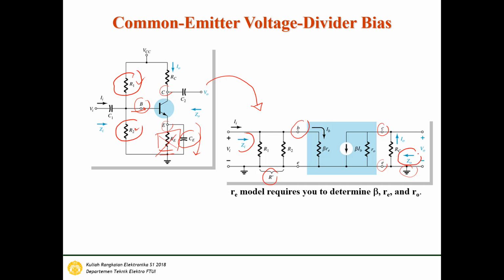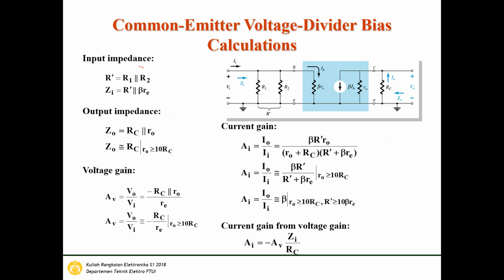For Zi, we know that Zi is the parallel of R1 and R2, so R prime, R1 parallel to R2. So the input impedance is the parallel of these three resistors here: Zi is R prime parallel to beta re. For the output impedance, Zo is the parallel of the collector resistor and the output resistor, RC parallel to ro. Okay, and Zo is equal to RC when ro is larger than 10 RC.